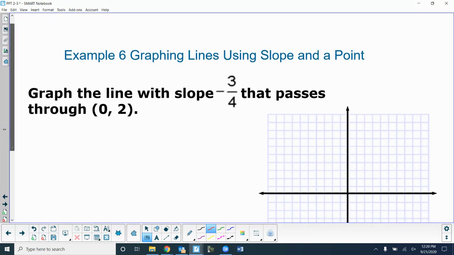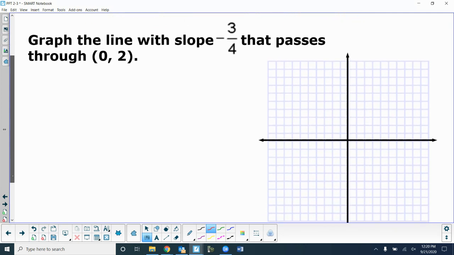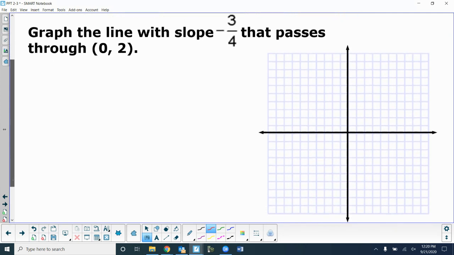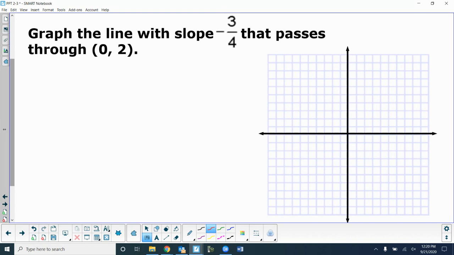Okay, negative. Which one's negative? The 3, the 4, or both? 3 or 4, doesn't matter. Both, no. What's two negatives? A positive. So you're switching if you make them both negative.